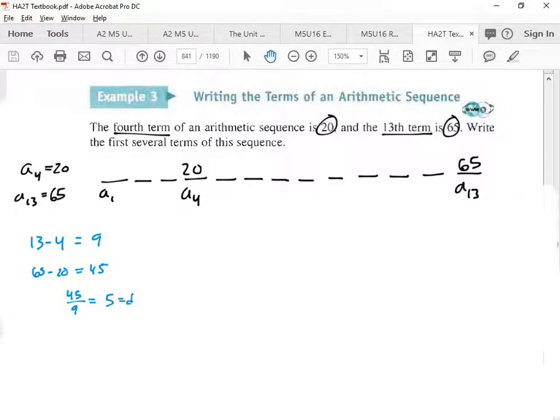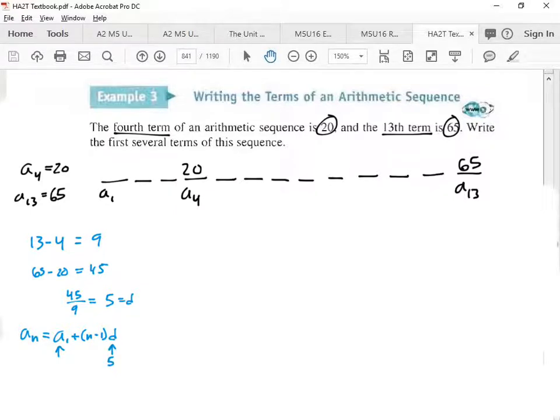Now, if I was trying to write the formula for the nth term, it would be a sub n equals a sub 1 plus n minus 1 times d. Remember, we went over this yesterday. And so we have to plug in right there the first term, and right there the common difference, which we know to be 5.